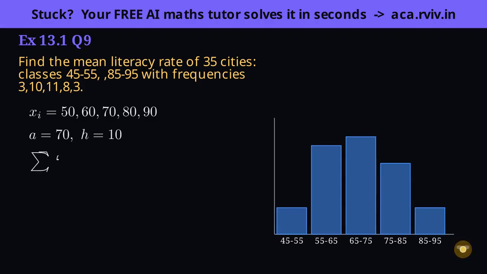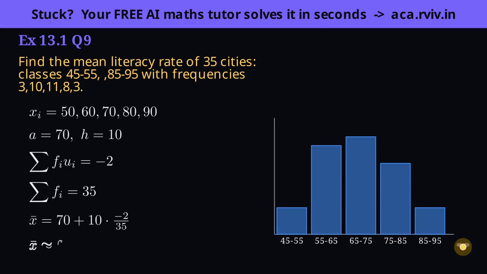Form the u_i: -2, -1, 0, 1, 2. Multiply by frequencies and add, giving -2. Add the frequencies for the total, 35 cities. Unscale by h, divide by 35, add to a: 70 plus 10 times -2 over 35. The correction is about -0.57, so the mean literacy rate is roughly 69.43%.